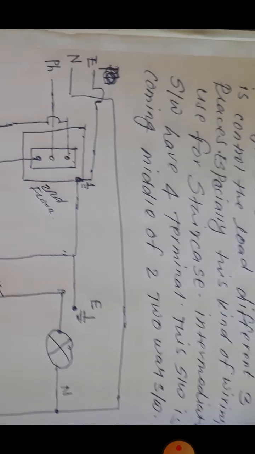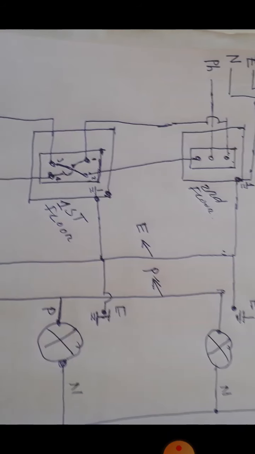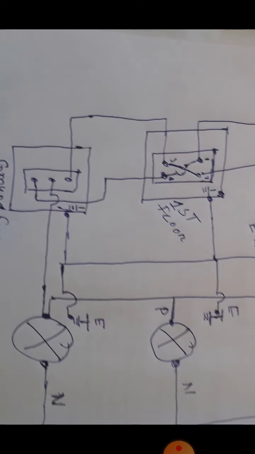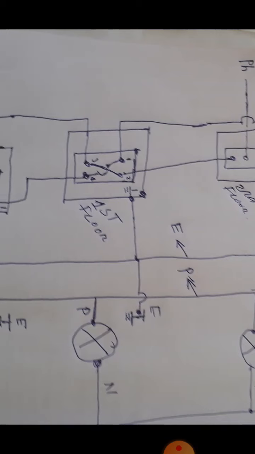So this is the wiring diagram. The wiring diagram is the same as that. This is your intermediate switch in the center part. You see there are three switches connected there: the first two-way, the last two-way, and in the center part comes the intermediate switch.